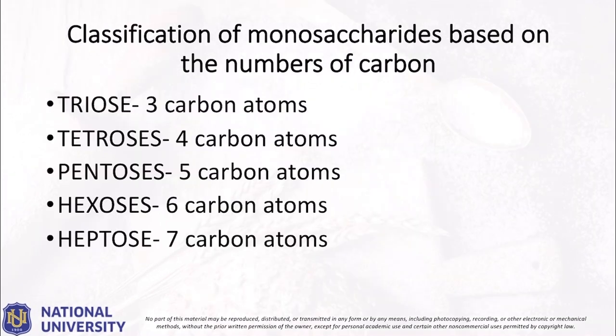Next, classification of monosaccharides based on the number of carbons. If the monosaccharide contains 3 carbon atoms, we call it triose, no? Trioses. Kapag 4, tetroses, 5 pentoses, 6 hexoses, and 7 heptoses. So again, diba yung mga naturally occurring monosaccharides, they have 3 to 7 carbon atoms only.